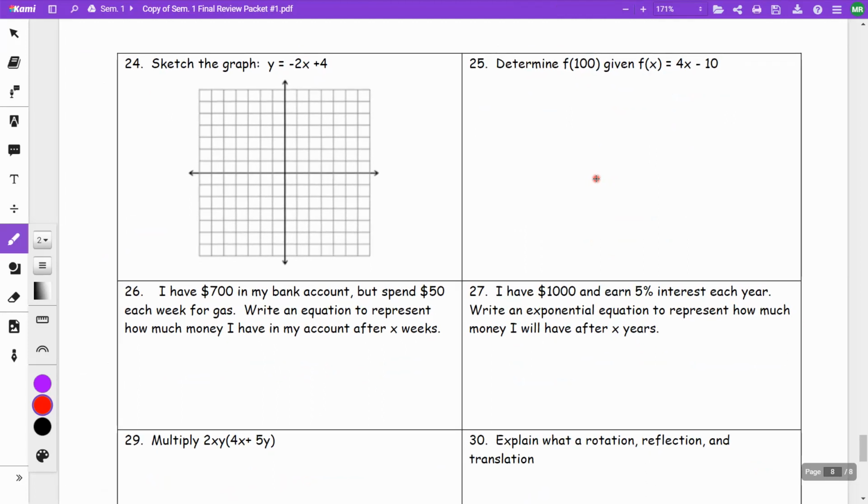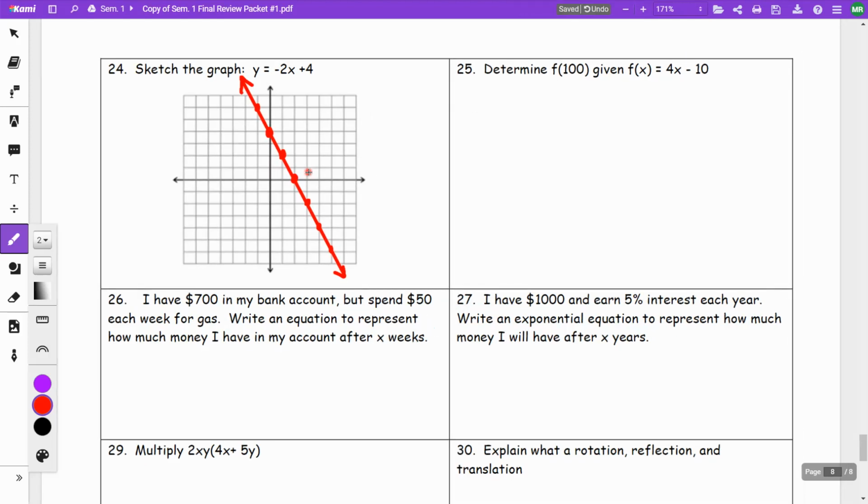On number 24, my y-intercept is 4, so I'm going to go up 1, 2, 3, 4. That's where I'm going to put my point. And then my slope is -2, so I'm going to go down 2, to the right 1. Down 2, to the right 1. And I'm going to keep doing that. And then I'm going to draw my line through those points.